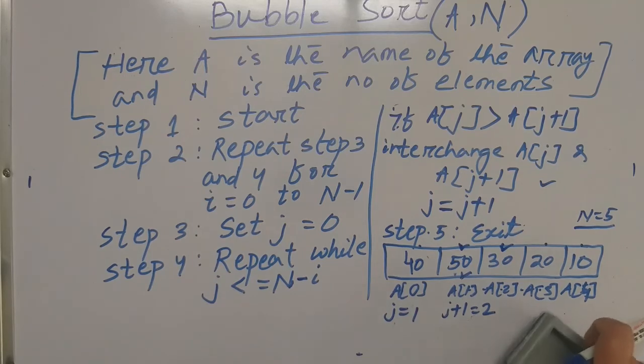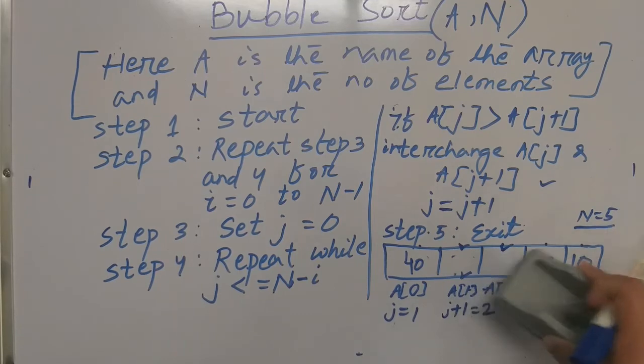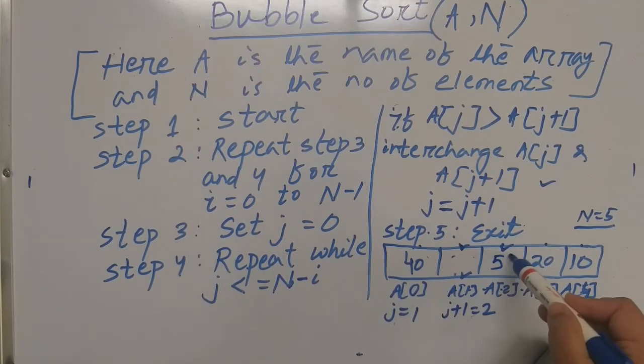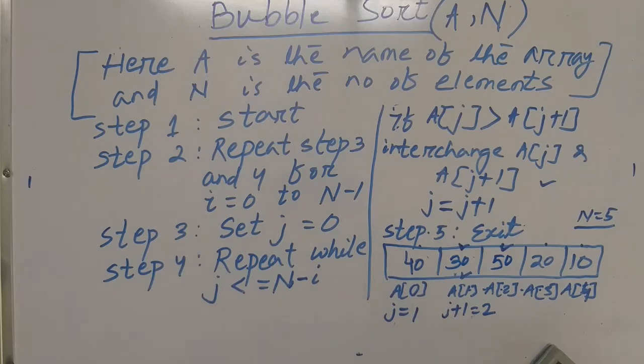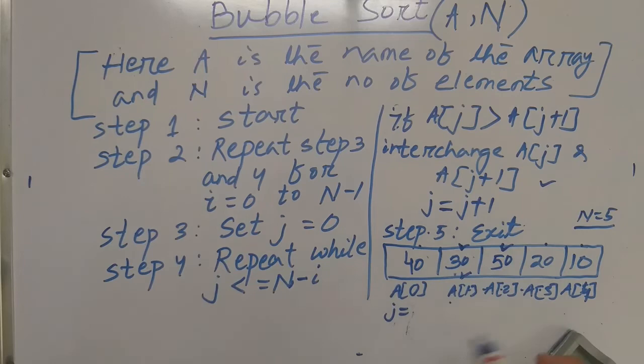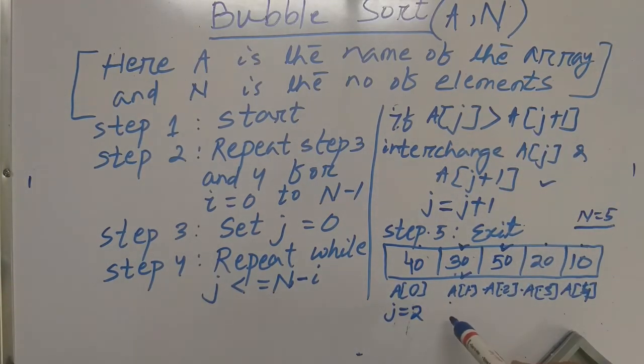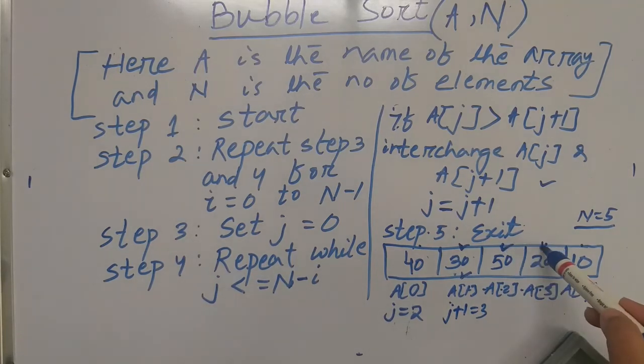Yes, the condition is satisfied. So what are we doing? We interchange them, so 50 comes here and 30 goes there. Next, once again we increment the j value, so j is now converted from 1 to 2, and again it is compared with j plus 1. Whenever j equals 2, j plus 1 equals 3, so the second position element is compared with the third position element.